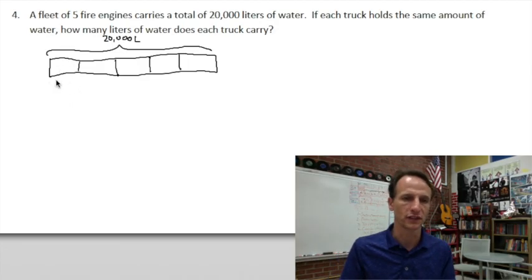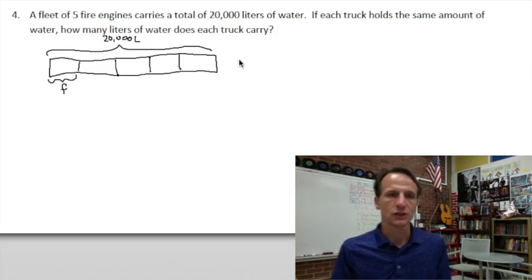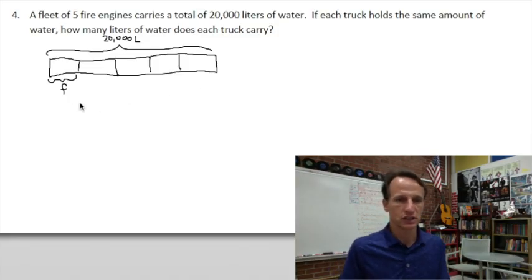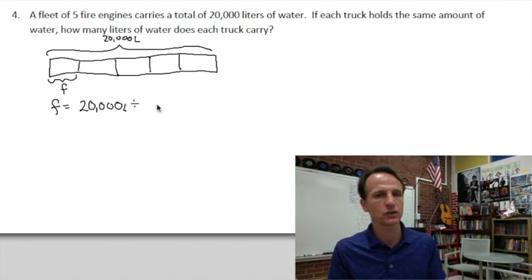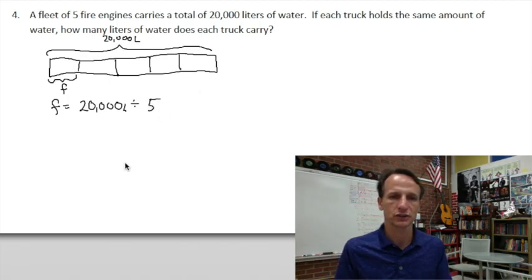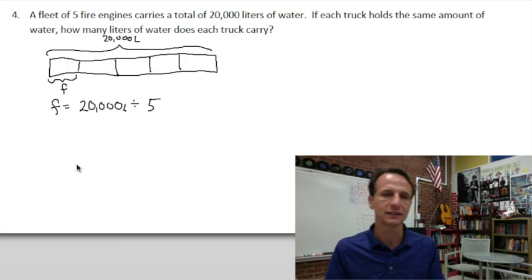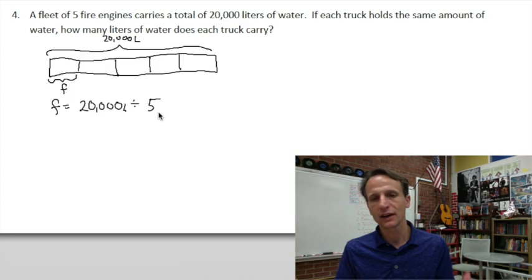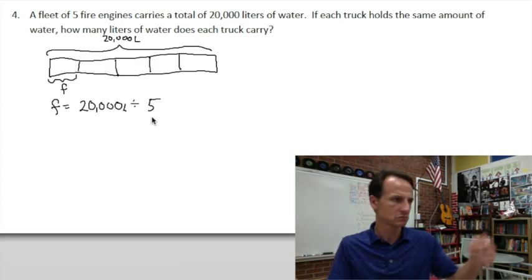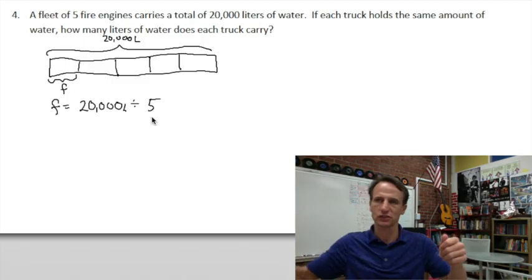So I can call one of them F. So the F, how much each fire truck carries, is the 20,000 liters divided by how many trucks? Divided amongst 5 trucks. So now I can see the math I need to do. 20,000. Does it help for me to think of that as 2 10,000s? I have 2 10,000s for 5 trucks. That's not useful.